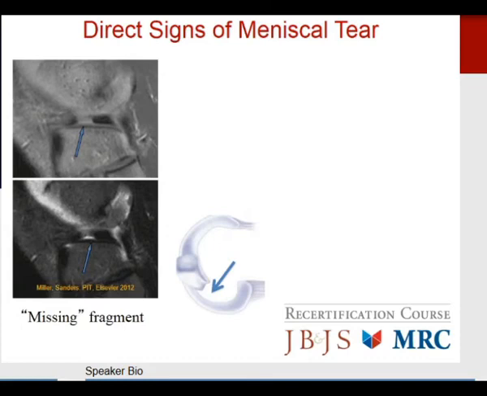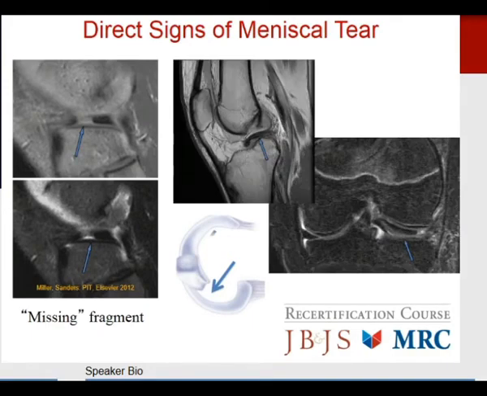So in these images, we're looking through the most peripheral aspect of the lateral meniscus, and we see that the anterior horn and posterior horn do not touch, and this is a missing meniscal fragment, abnormal morphology, and in the absence of any prior surgery is indicative of a lateral meniscal tear. We can also look for the displaced meniscal fragment. So if you see a meniscal fragment in the improper location, this is also a direct sign of meniscal tear.